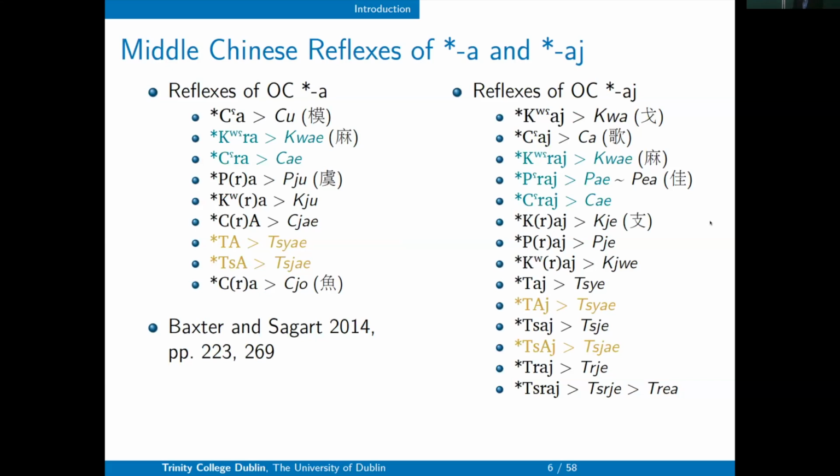Now let's move to the background of this research. These are the regular Middle Chinese reflexes of Old Chinese *R and *I. On the left are the reflexes of Old Chinese *R, and on the right are the reflexes of Old Chinese *I. First, we can focus on the cases I marked in green. We can notice that both Old Chinese *R and *I in type A syllables with a medial *R have once merged and developed into Middle Chinese *A, which is Ma R.